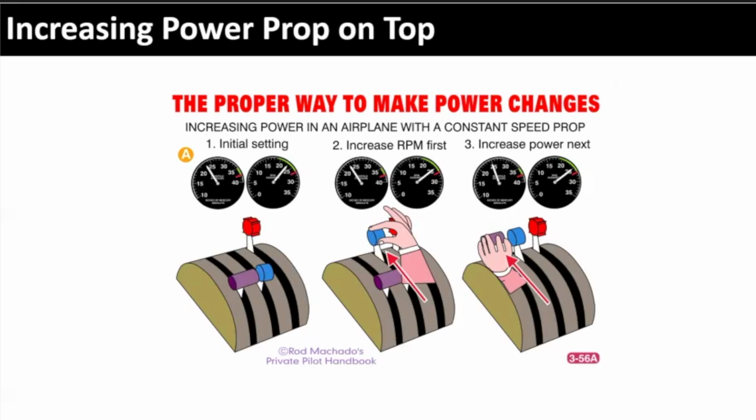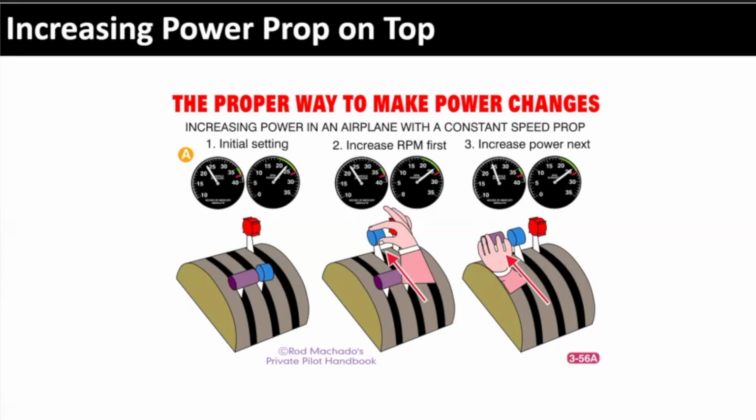If you want to increase power and increase prop speed, the moniker is always prop on top. If you want to go faster, increase the prop, the blue knob, first, and then increase your manifold pressure. If you want to slow down, decrease the manifold pressure first, and then decrease the prop. So the prop is always higher.